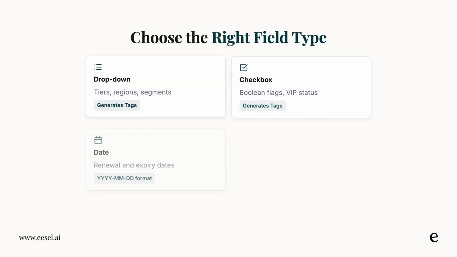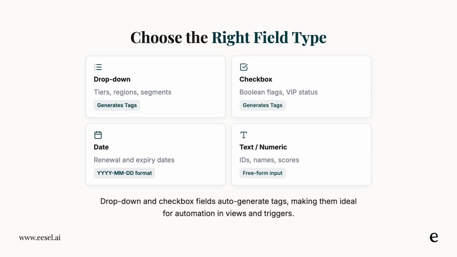Zendesk offers several field types for different kinds of data. Drop-down and checkbox fields are the most powerful for automation because they automatically generate tags whenever a value is selected, which you can use in views and triggers right away.